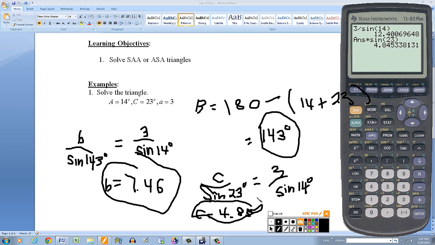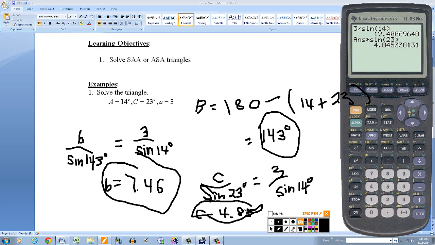We say then little b divided by the sine of the opposite angle, which is 143, should equal any other side. We select the given side 3, divided by the sine of the opposite angle, which is 14 degrees. Set up this equation. Divide here, multiply by the sine of 143, so we get b is equal to 7.46. In the same way, little c divided by the sine of the opposite angle, 23, should equal any other side. We pick 3 because that's given, divided by the sine of the opposite angle, which is 14 degrees. So 3 divided by the sine of 14 degrees times the sine of 23 degrees gives us little c to be 4.85, to two places.